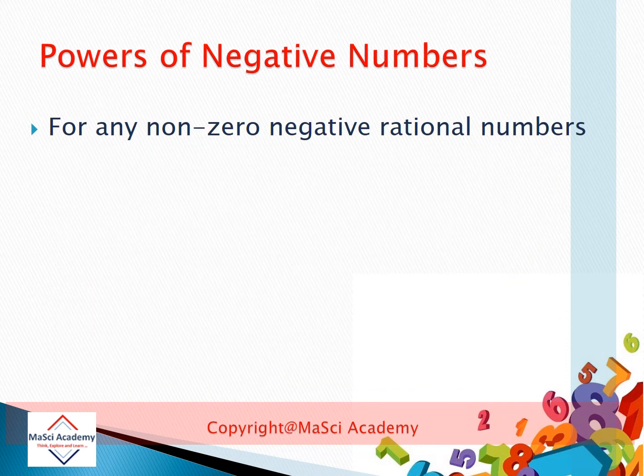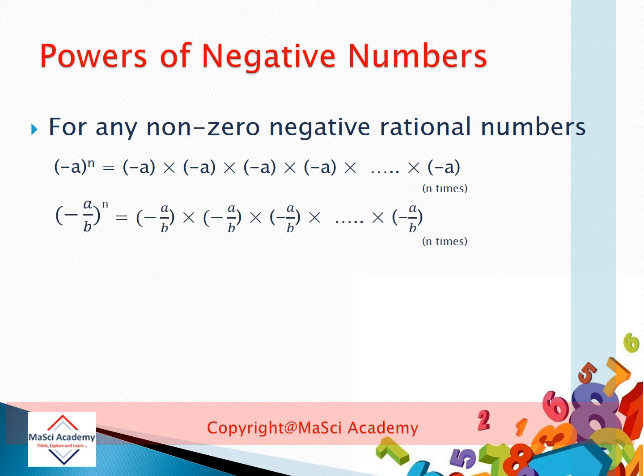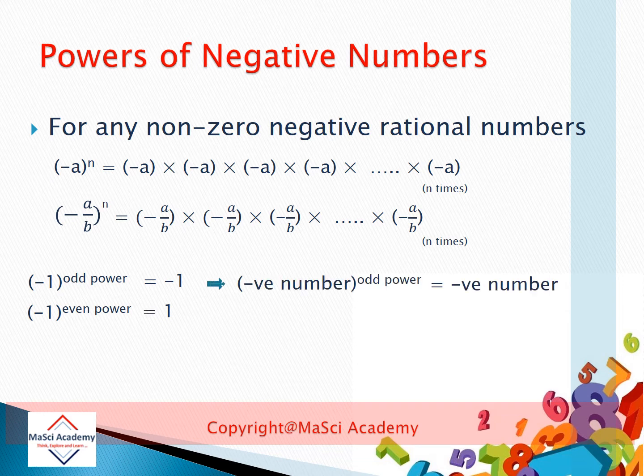Thus for every non-zero negative rational number we have minus a to the power n equal to minus a multiplied by itself n times. Minus a upon b to the power n is equal to minus a upon b multiplied by itself n times. So when minus 1 has an odd power, the answer is negative, and when minus 1 has an even power, the answer is positive.